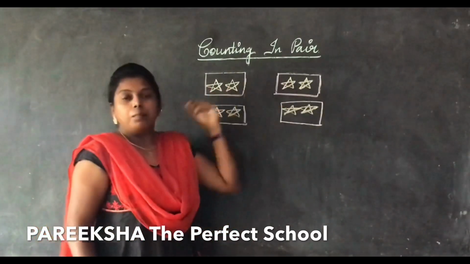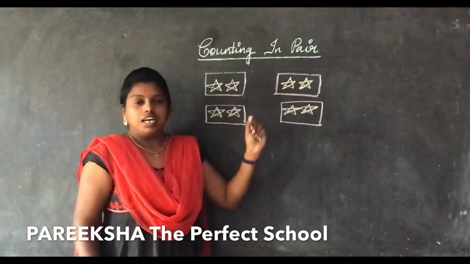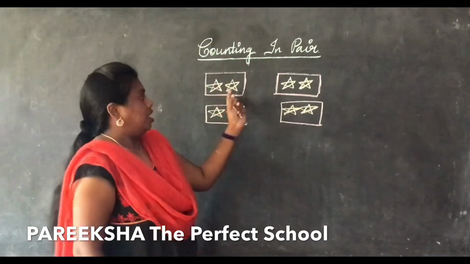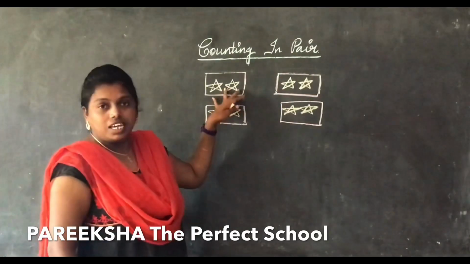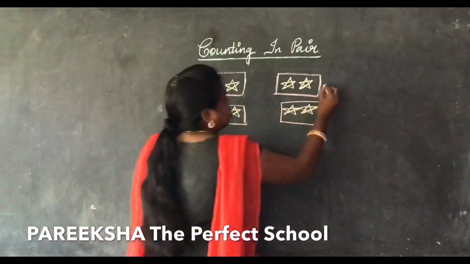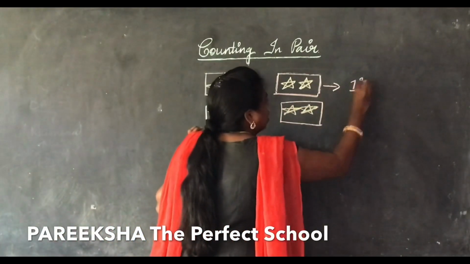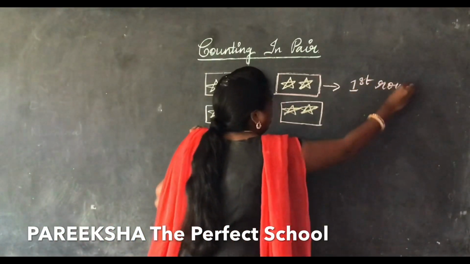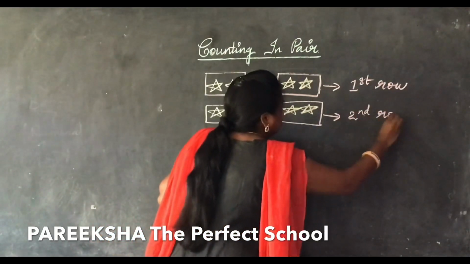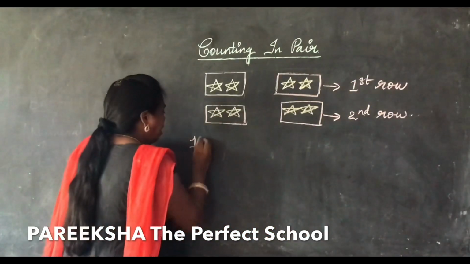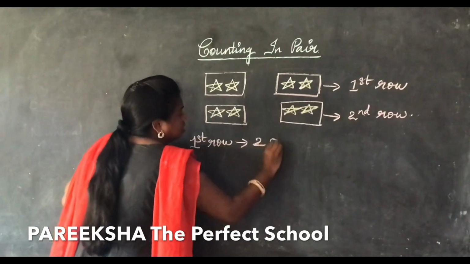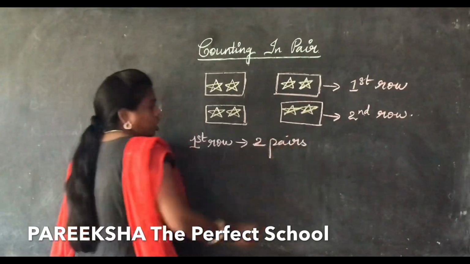In each row, how many pairs are there? Just now I said that pair is a group of two objects. So in the first row, you can see two pairs. How many pairs you can see? Two pairs in the first row. This is the first row, and this is the second row. In the first row, how many pairs are there? In the first row, we can see the two pairs.